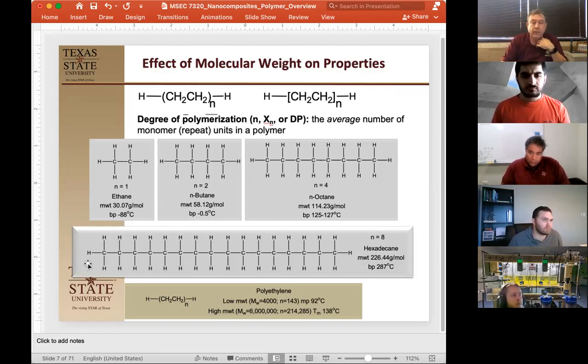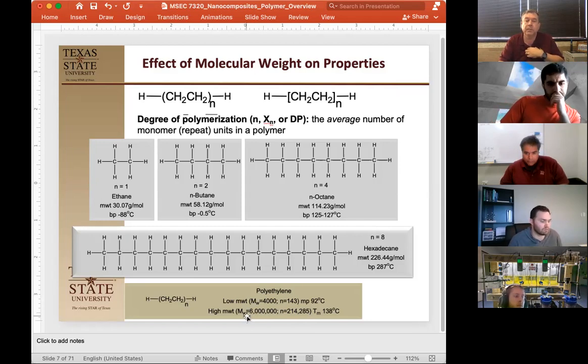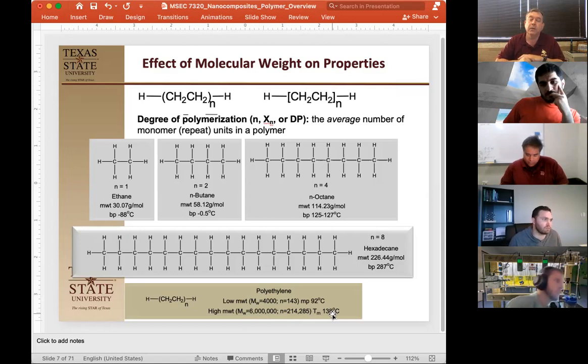Okay, so if we look at this last one here, polyethylene, if it's low molecular weight, about molecular weight of around 4,000, which is about 143 repeat units, it actually is a waxy solid and it melts around 92 degrees C. However, if we take that same thing and extend it up higher, so get over 200,000 units, so it's around a 6 million molecular weight, it's actually a nice, tough plastic that doesn't melt. You can melt process it around 136 degrees C, 138 degrees C.